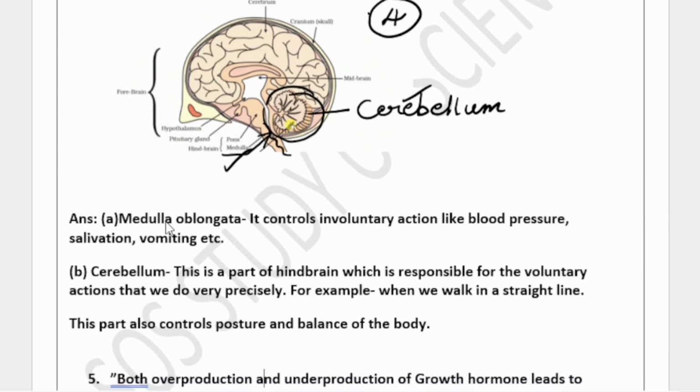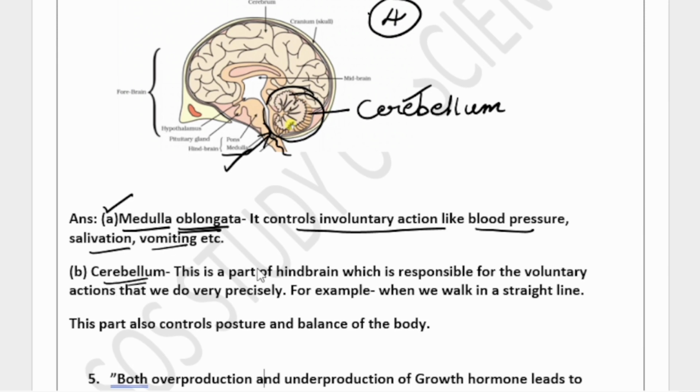So what is the function of medulla, children? Medulla is also called medulla oblongata. The function of medulla oblongata is that it controls the involuntary actions. Involuntary actions means the actions which are not under our control. Some of the involuntary actions like blood pressure, salivation and vomiting are not under your control. You can't control the vomiting. You can't control the saliva which is coming in your mouth. You cannot control the blood pressure which is rising in your body. These are all involuntary actions, and these involuntary actions are controlled by medulla.